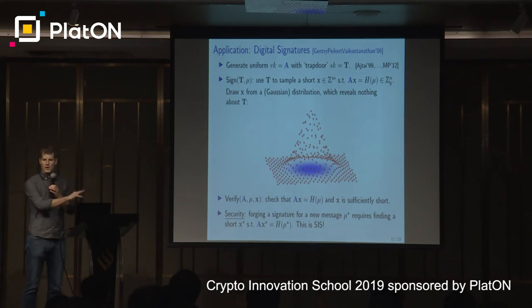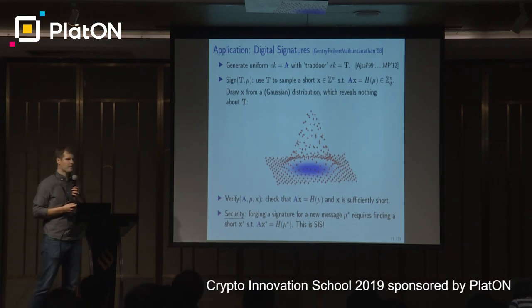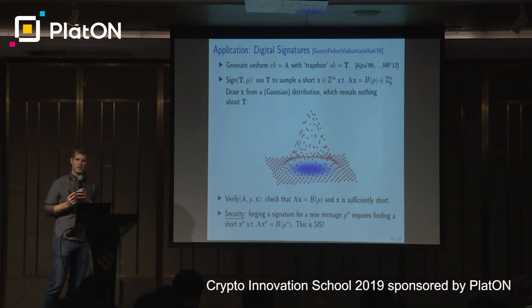So I should say, this is just a high-level description of the scheme and why it's secure. Of course, we need a real reduction and a real security proof, which I will refer you to the paper for. So are there any questions about the high-level picture here on this signature scheme?